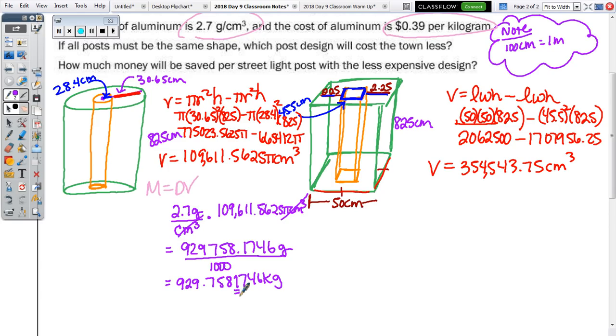So the total cost now, I'm going to say 929.7582 kilograms times the cost of 0.39. And since I'm running out of room, let's do the rounding right in the calculator, so let's type that in. And we get a total cost of $362.61.